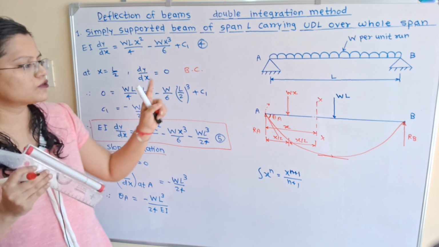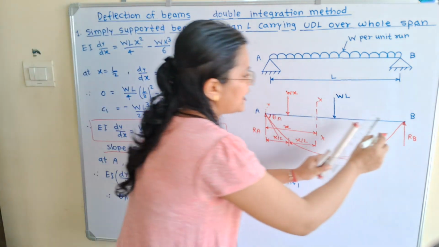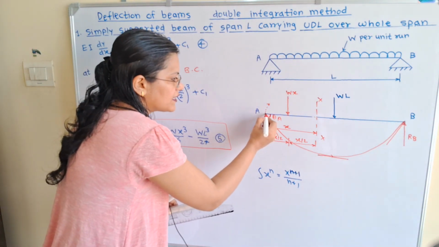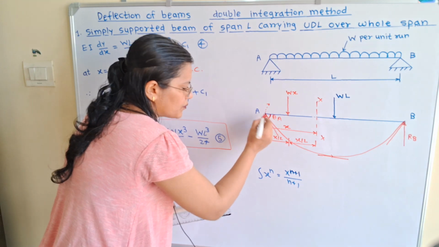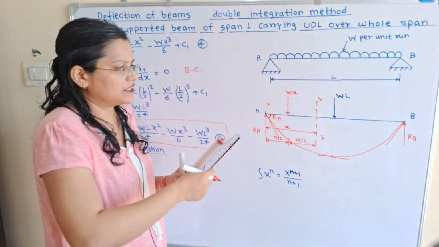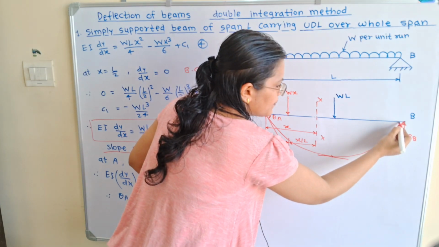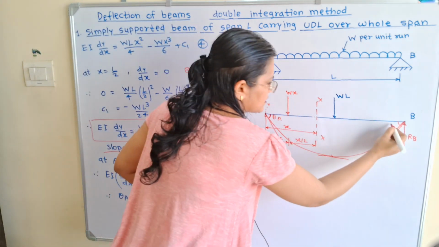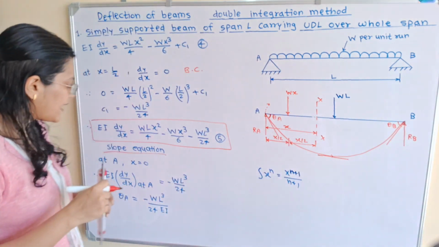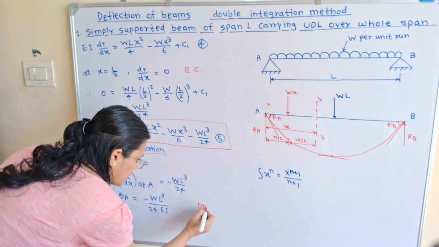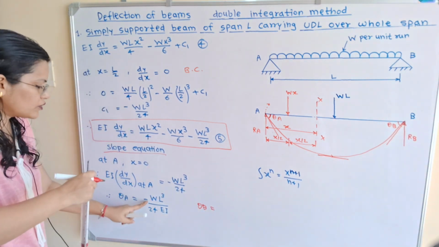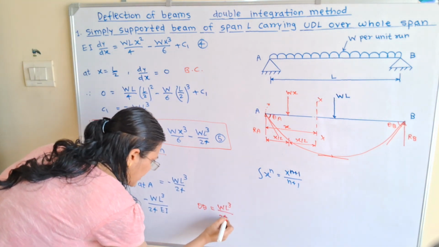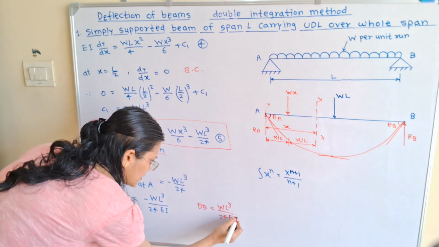Now how to find the slope at point B? I will draw the tangent at B. Now if we observe, we measured the angle theta A from this beam towards the slope in the clockwise direction, and here if we measure the angle, it is in the opposite direction, that is anti-clockwise, and this angle is theta B. So we just have to change the sign. This minus sign we convert into plus and the magnitude remains the same, so theta B is equal to plus WL cube by 24 EI.